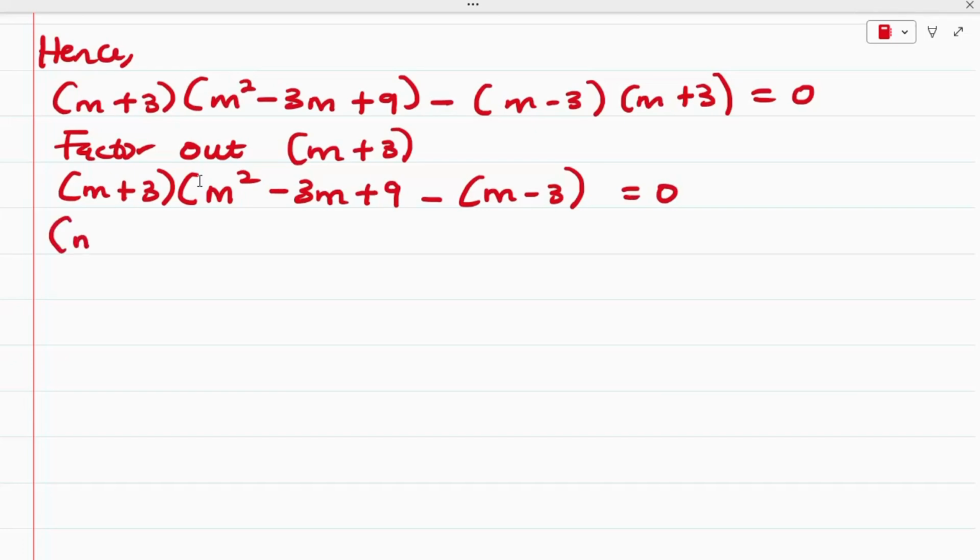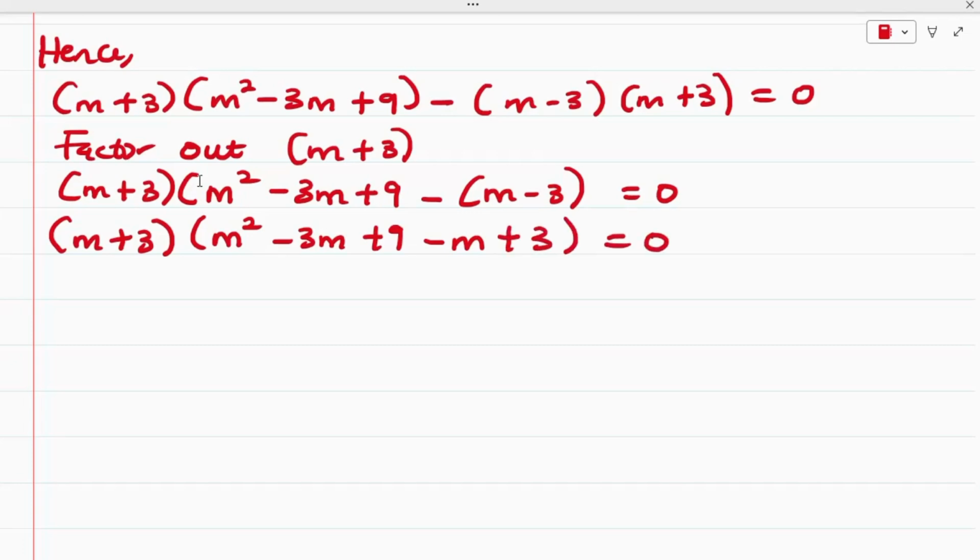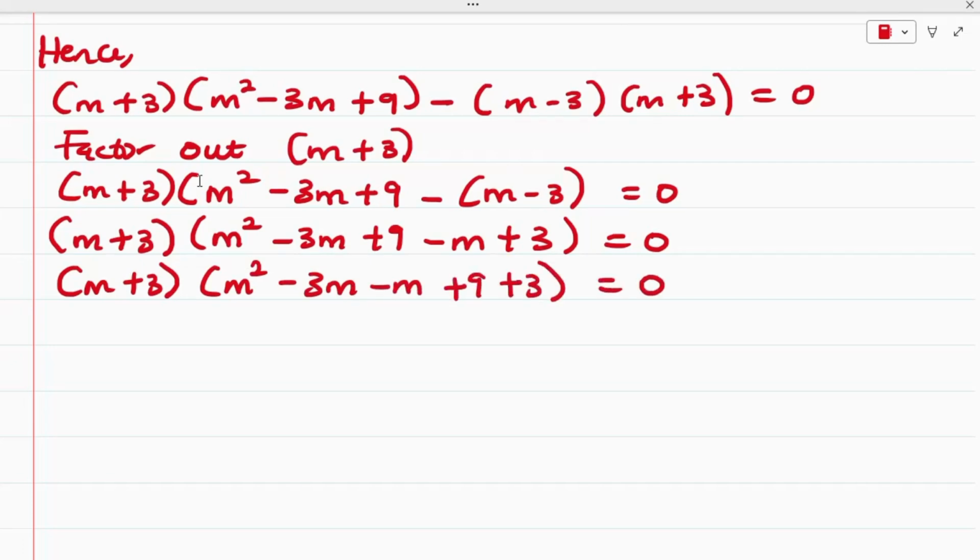Okay, so right here we have m plus 3 into m squared minus 3m plus 9. If you open up this bracket, we have minus multiply m is minus m, minus multiply minus is plus 3, and this is equals to 0. So at this point, we want to simply solve. So we have m plus 3 into m squared minus 3m, we collect like terms, minus m plus 9 plus 3, and this is all equal to 0. So right here we have m plus 3 into m squared minus 3m minus m is going to give us minus 4m, plus 9 plus 3 is going to give us plus 12.